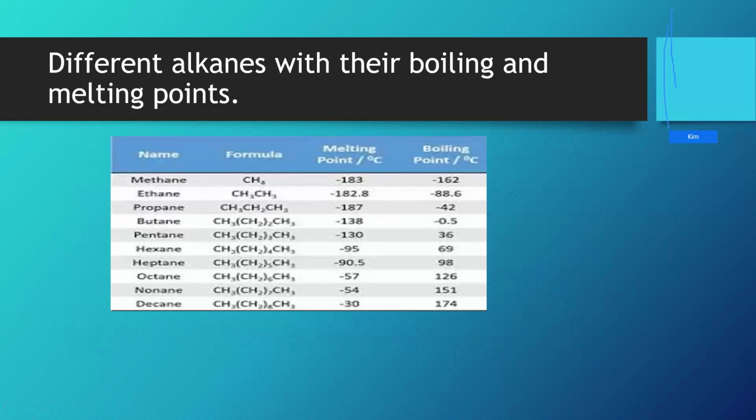And I know most all of us are mathematicians. The bigger the negative value, the smaller it is, and the smaller the negative value, the bigger it is. So that is why you realize that negative 30 is way higher than negative 183. So you notice that decane has a higher melting point than methane, and decane has a higher boiling point than methane. Those are some of the few things you need to take note of.